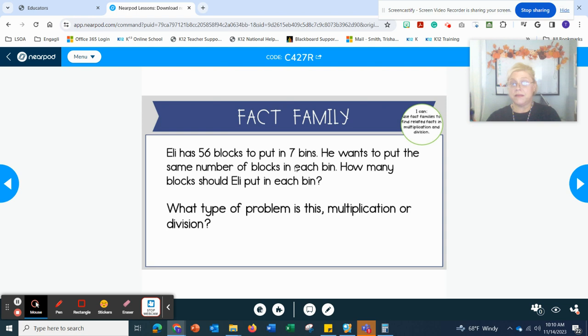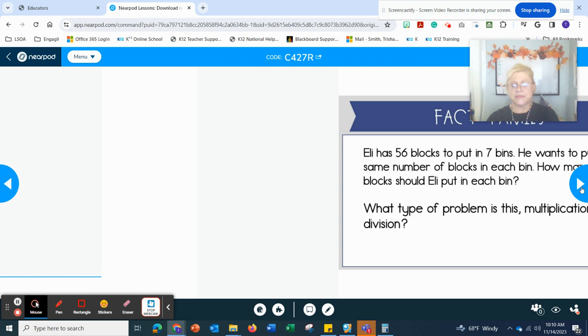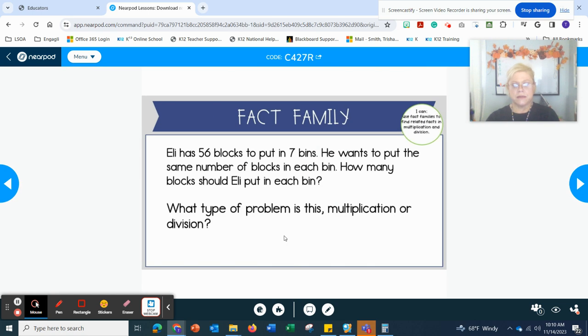How many boxes did Eli want to put into each bin? 8. So our answer would be 8.